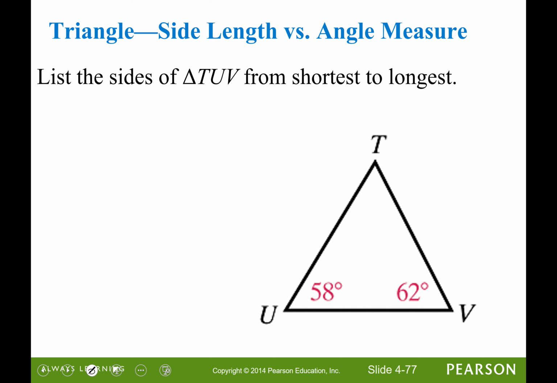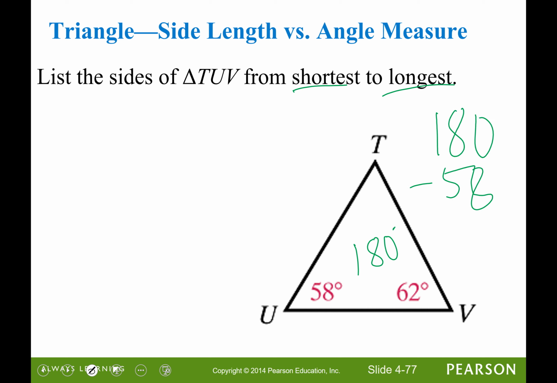Okay, side lengths versus angle measures. So let's list the sides of this triangle from shortest to longest. Well, we need one more angle. We need that other measure. So what is 180 minus the 58, and minus the 62? Let me do this on my calculator real quick. 180 minus 58 minus 62 is 60 degrees. Okay, so we know this one is 60 degrees.